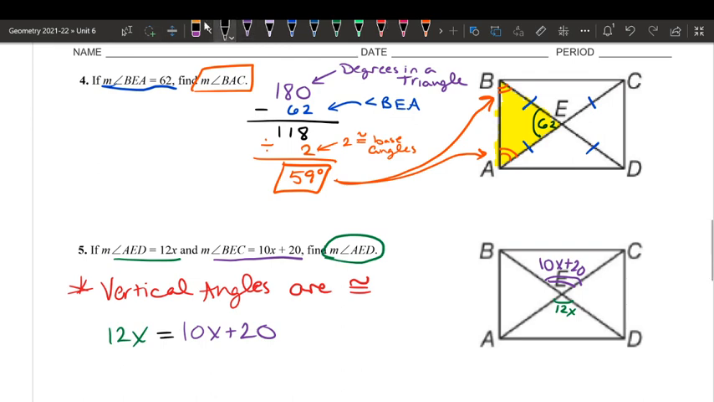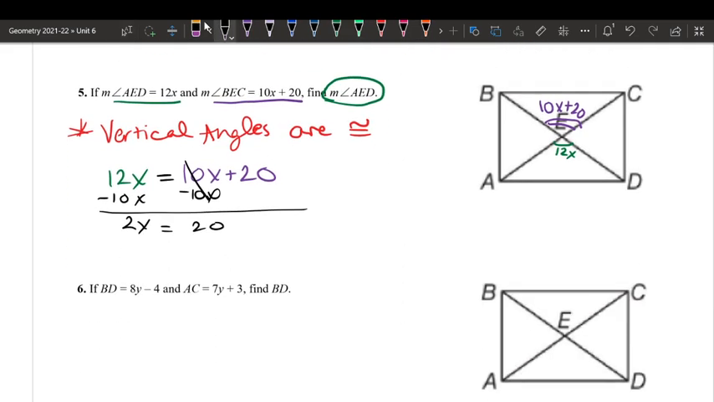And then we're just solving it. So I'm going to subtract the 10x. So 2x equals 20. And then divide it by 2. So x equals 10. Oh, but it didn't, never mind. X equals 10. But this one didn't say what is x. It says the measure of AED. So the measure of angle AED is 12x.